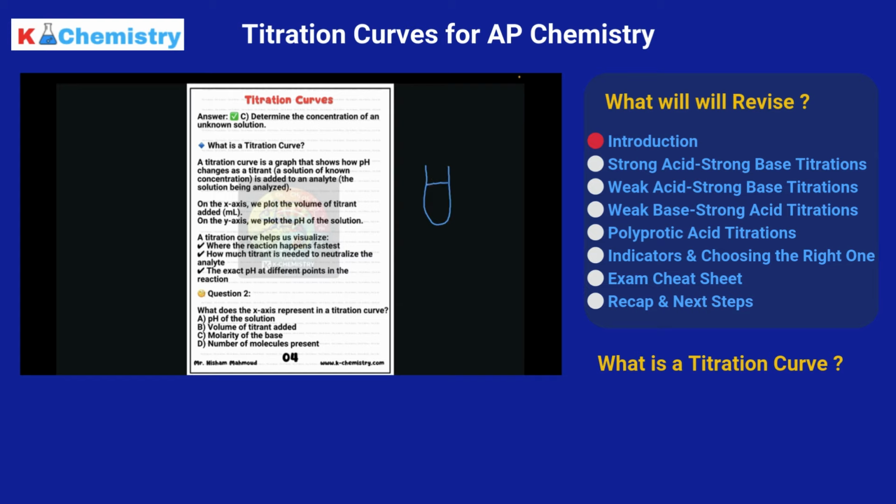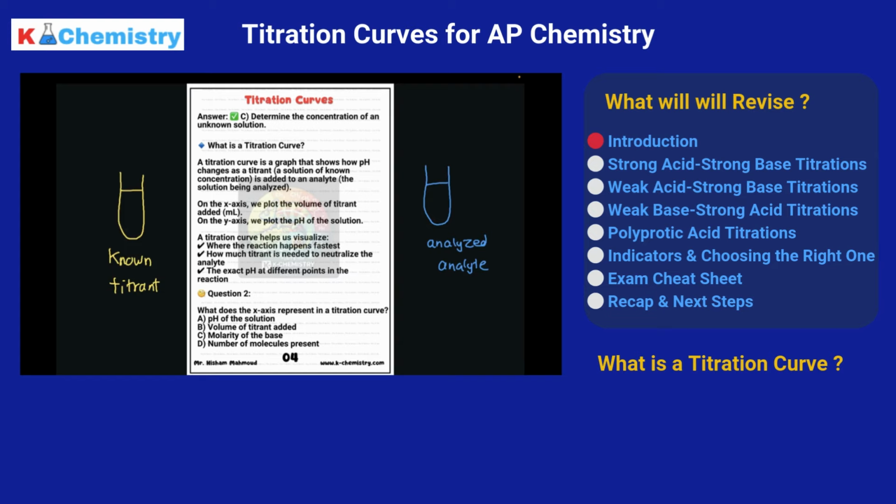The first one, whose concentration I don't know and which is being analyzed, is going to be called the analyte. The other one, whose concentration I already know, the known concentration, is known as the titrant. So I add the titrant to the analyte so that I can know the concentration of the analyte.